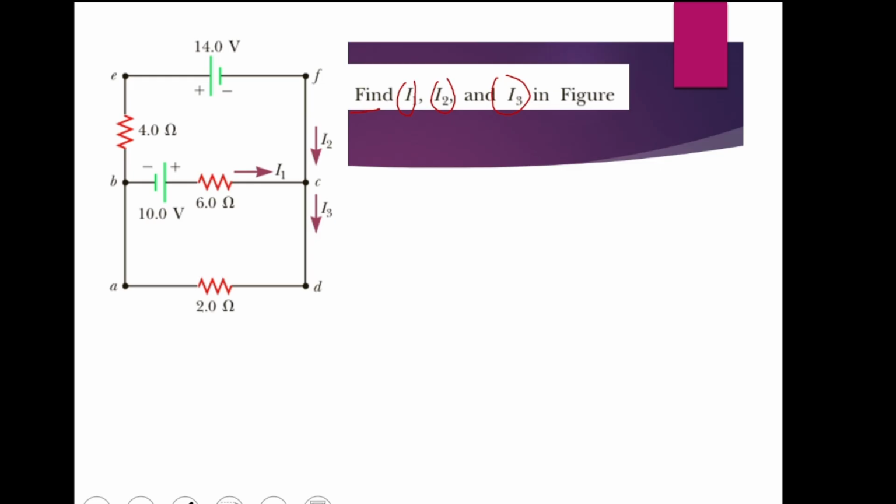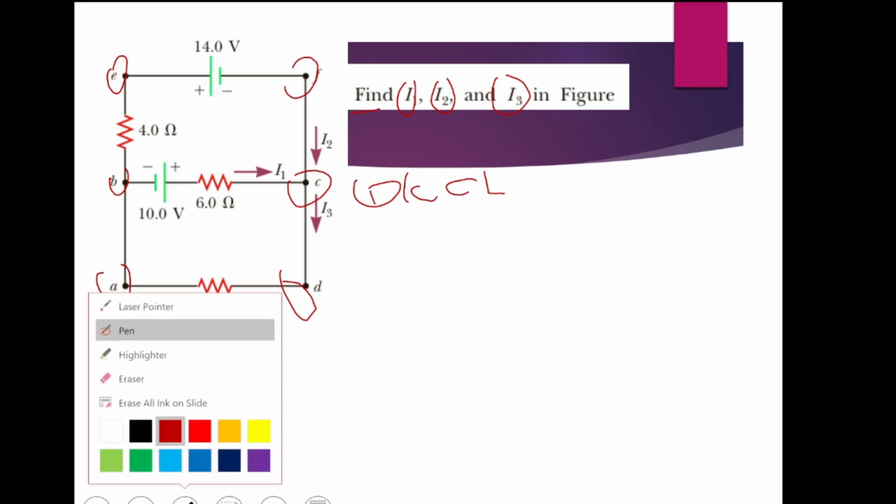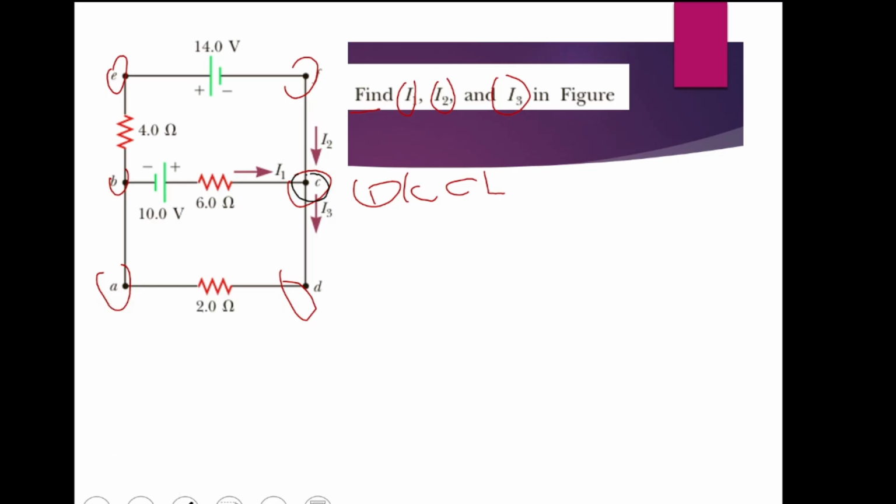All right, so according to Kirchhoff's first law, let's use Kirchhoff's current law. It says the current that is entering a certain junction must equal the current leaving that junction. We have around 6 junctions. We can use any one of these junctions: A, B, C, D, E, or F. For the time being, I like to use this junction. So this is junction C.